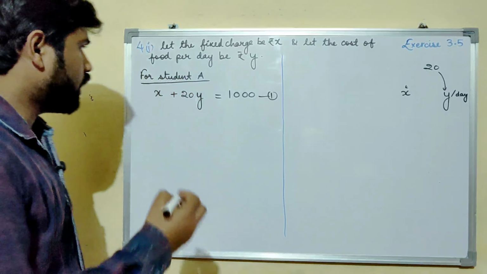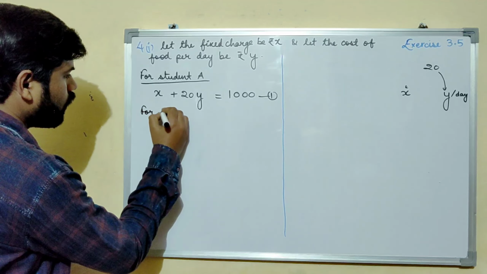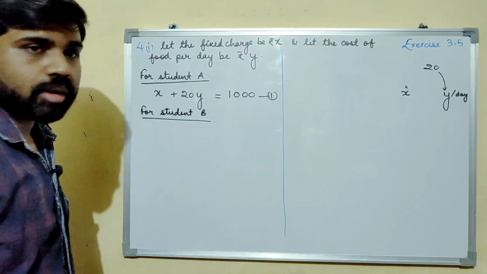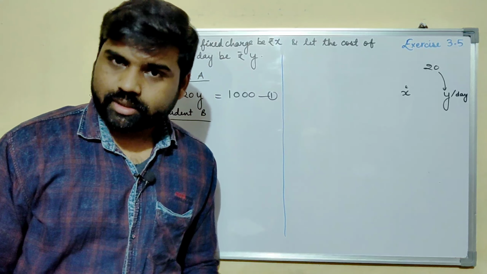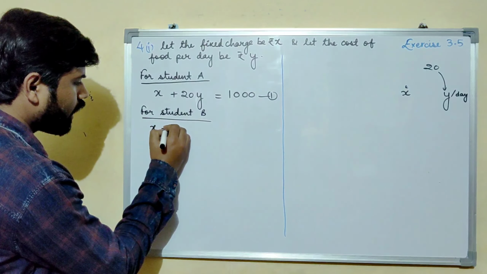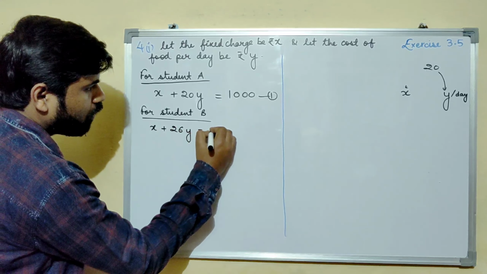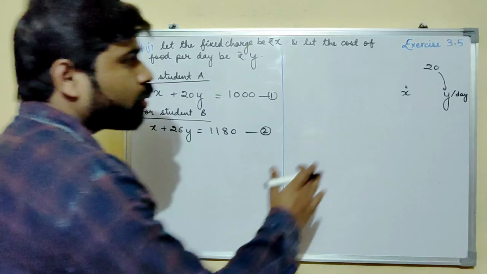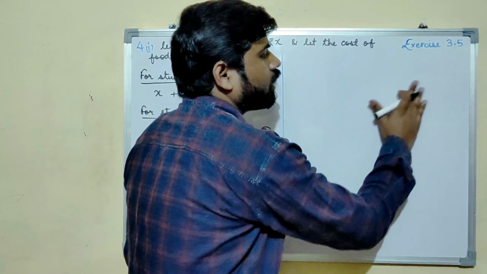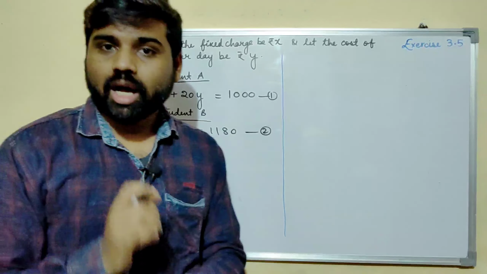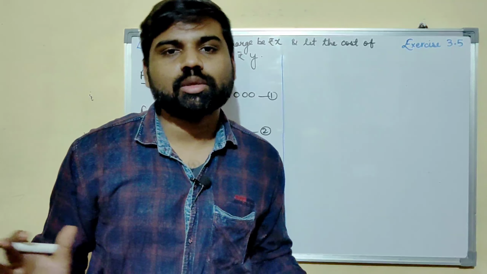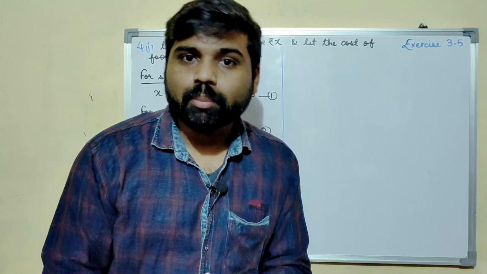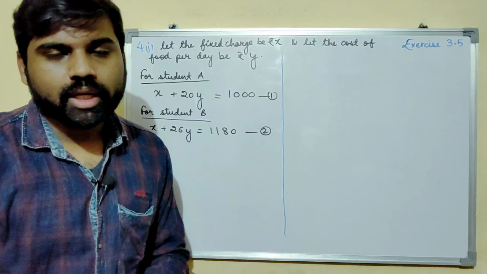Now for the second student, that means for student B. Student B has taken the food for 26 days. So the equation will be x plus 26y equals to 1180. This is your second equation. Now what is the good part of this question? The good part about this question is that they have asked you to solve these equations by any algebraic method. So whatever algebraic method you like, you can solve it by that method.